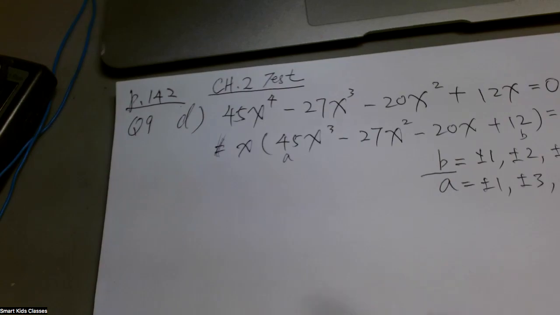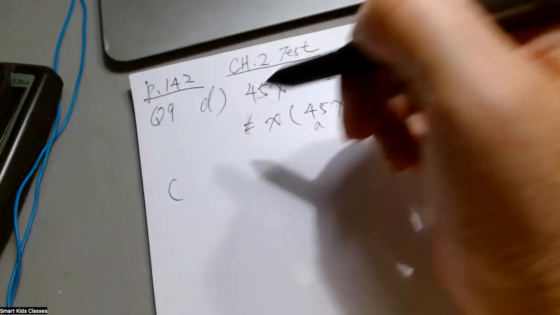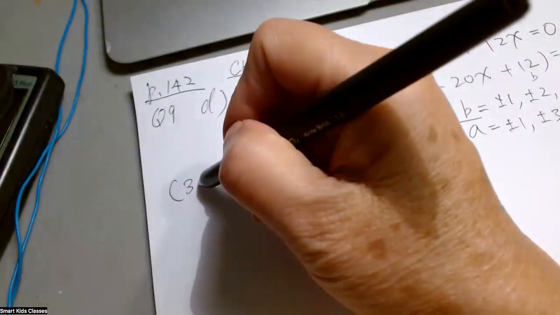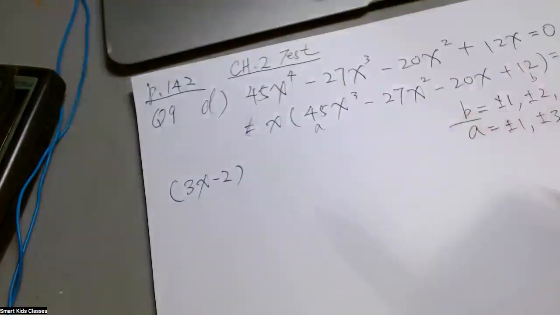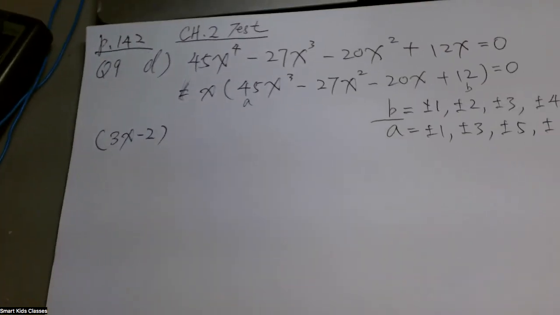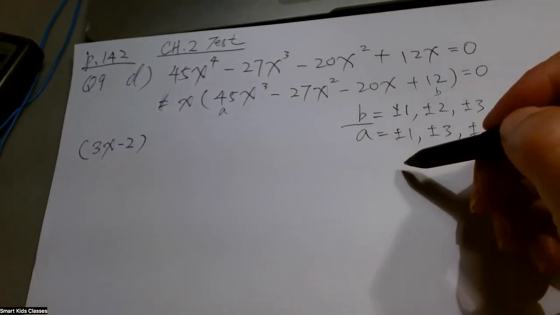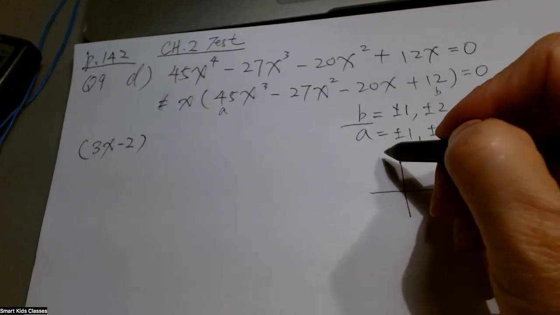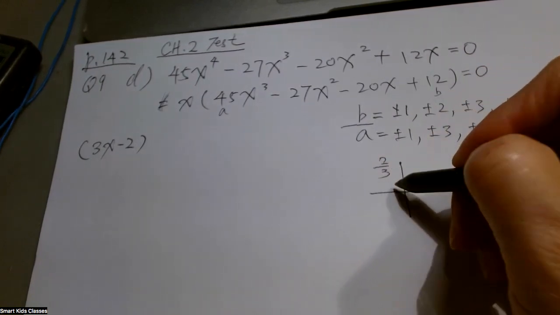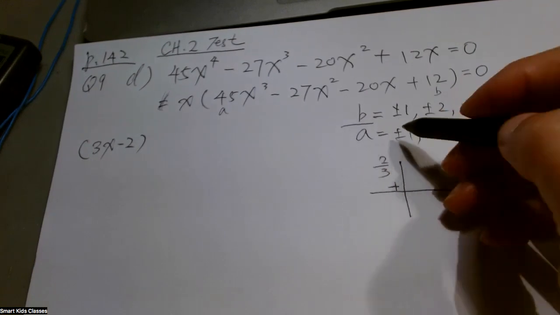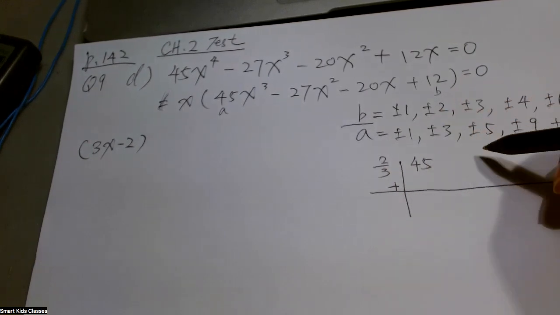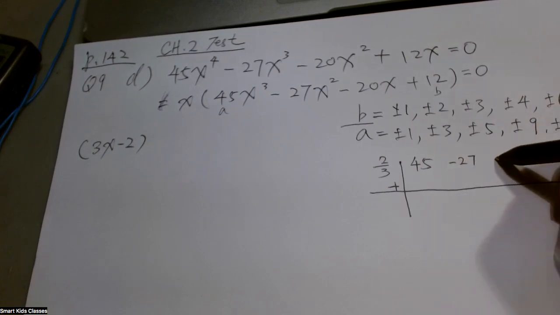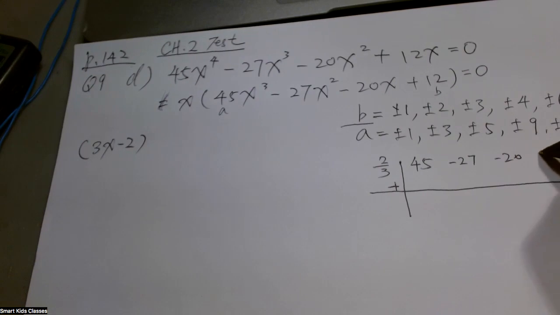If 2 over 3 works, I'm going to use a calculator. Let me write it down first. So we can try 2 over 3. We're going to put 3x minus 2. So we try synthetic division here. If it's 2 over 3, we write the coefficients 45, negative 27, negative 20, and 12.